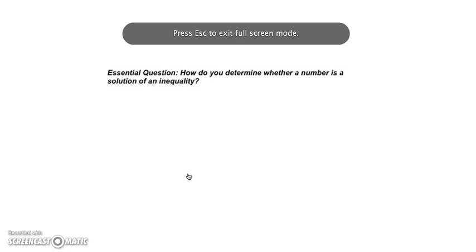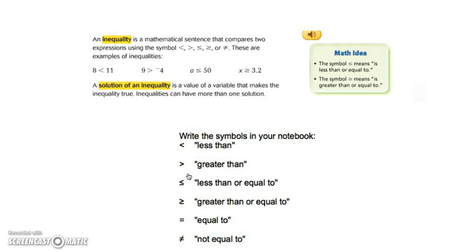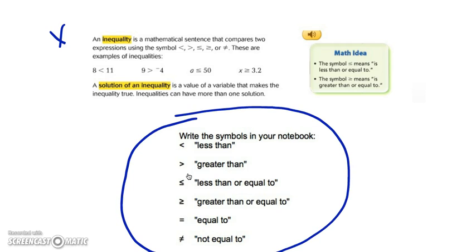Okay, how do you determine whether a number is a solution of an inequality? An inequality is a mathematical sentence that compares two quantities using one of these symbols. Note that we're not going to use an equal symbol here. Our first example is an inequality: 8 is less than 11. It's comparing these two quantities with one of these symbols.